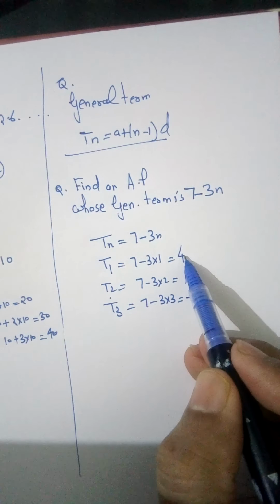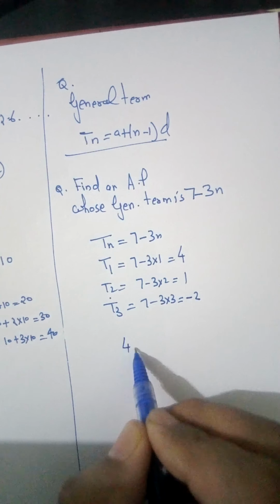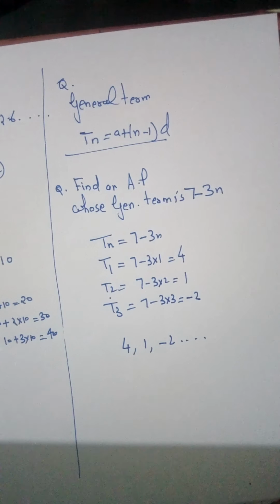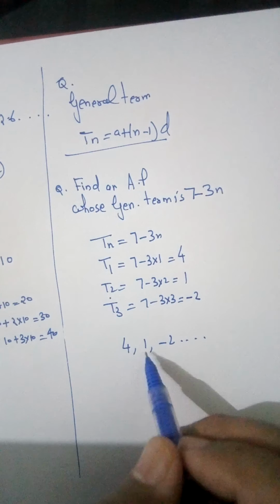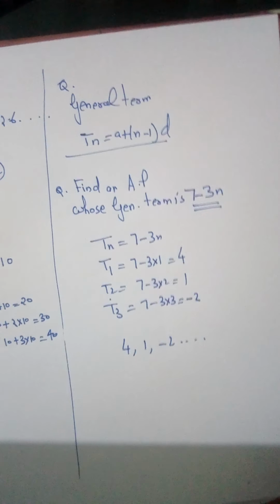So you can see it is a decreasing AP. Terms are decreasing by 3. So the series will be 4, 1, minus 2 and so on. So this is an AP which is decreasing by 3 and it has a general term 7 minus 3n.